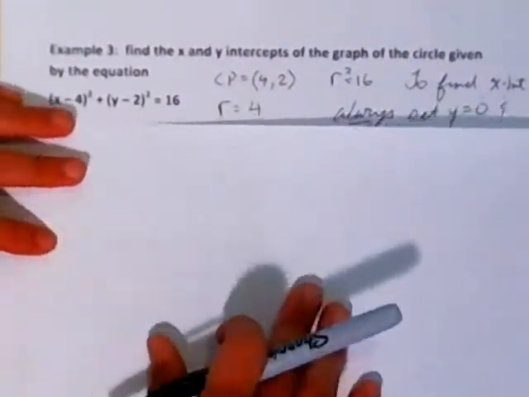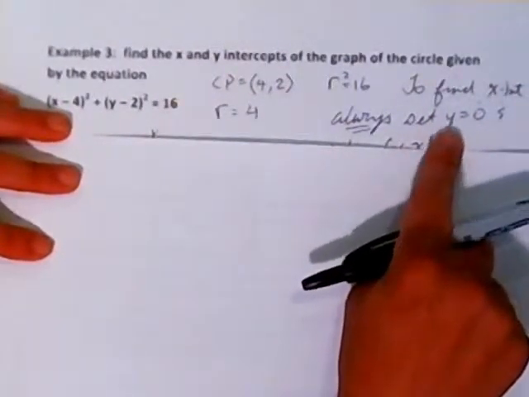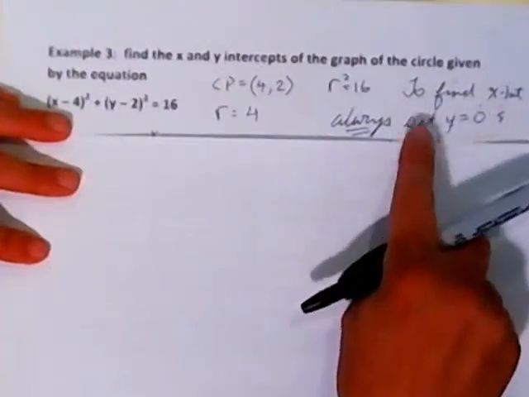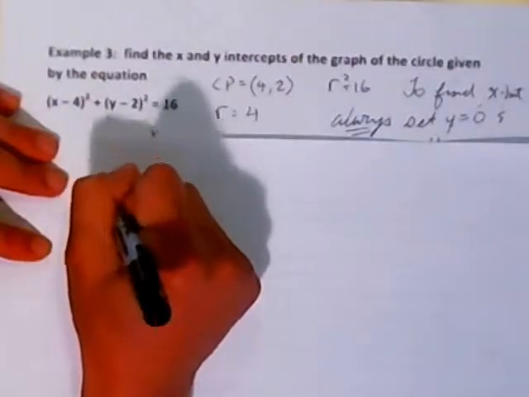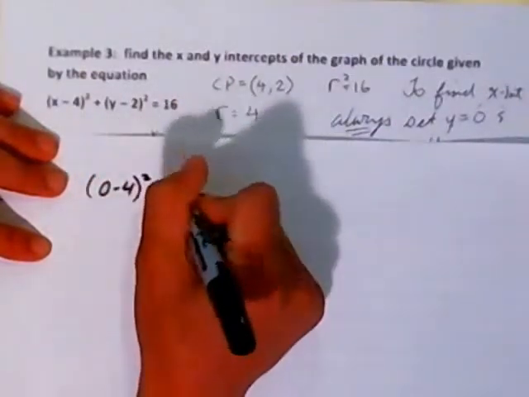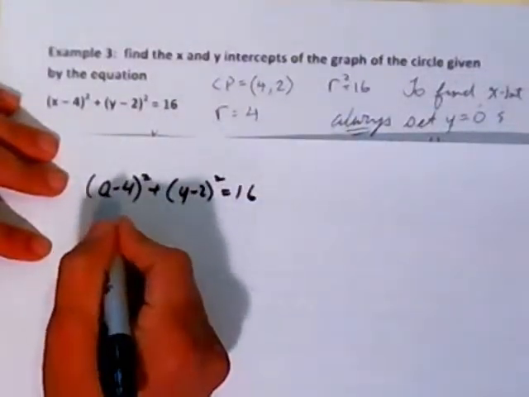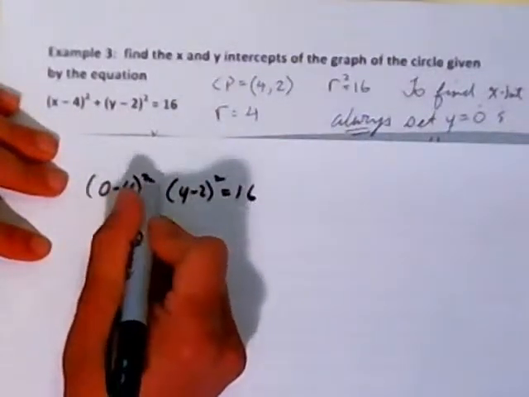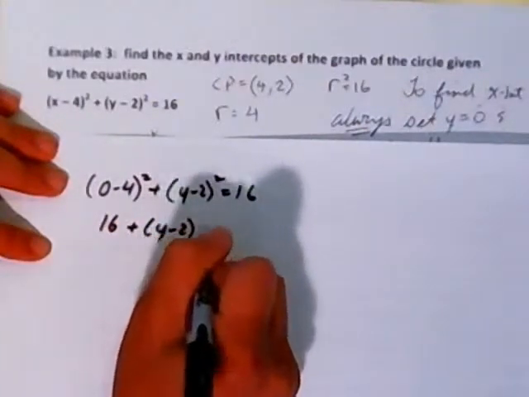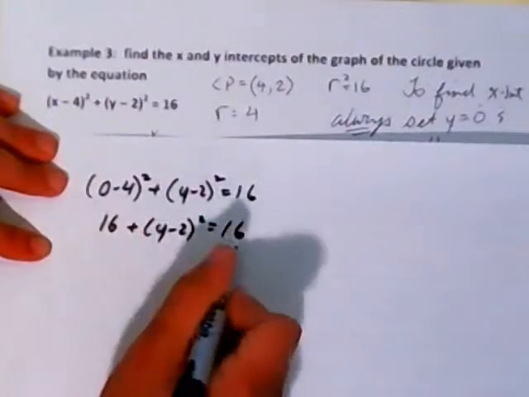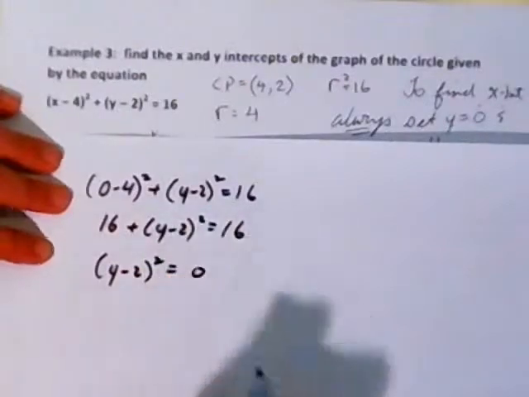So to find the x-intercept, always set y equal to 0. To find the y-intercept, we always set x equal to 0. So here's the equation. 0 minus 4 squared plus y minus 2 squared is equal to 16. 0 minus 4 is negative 4 squared. That is going to be 16 plus y minus 2 squared is equal to 16. We subtract 16 from both sides. y minus 2 squared is equal to 0.